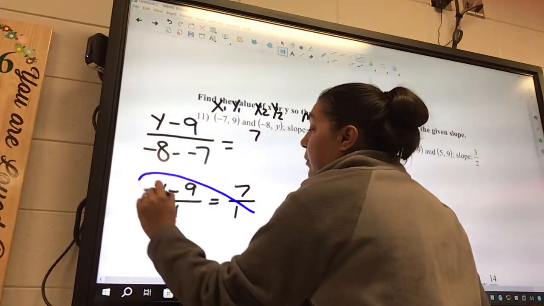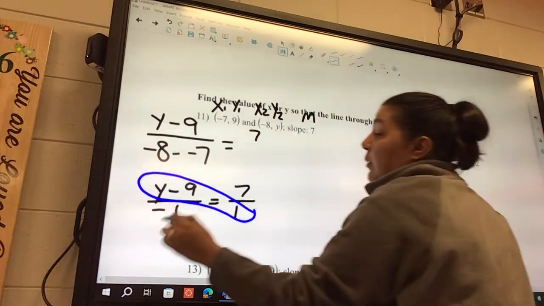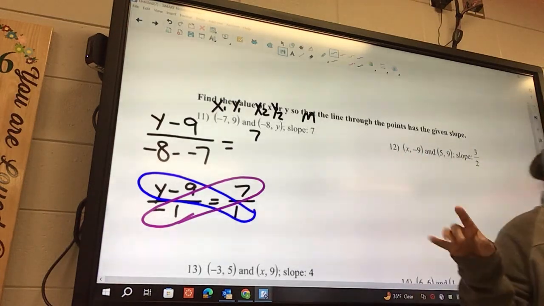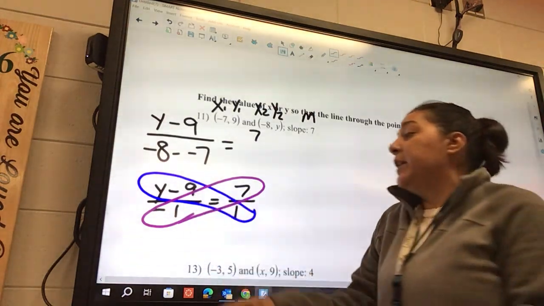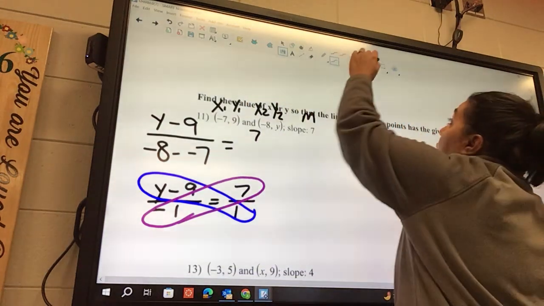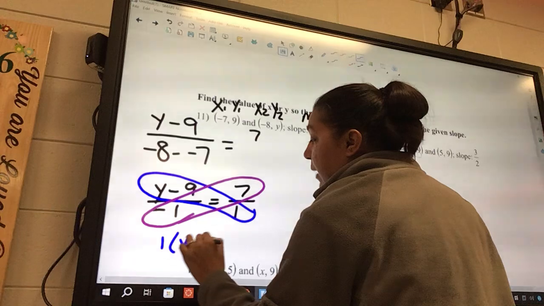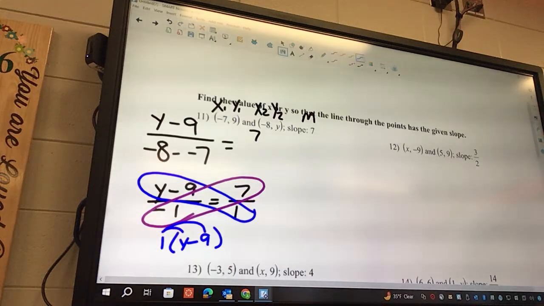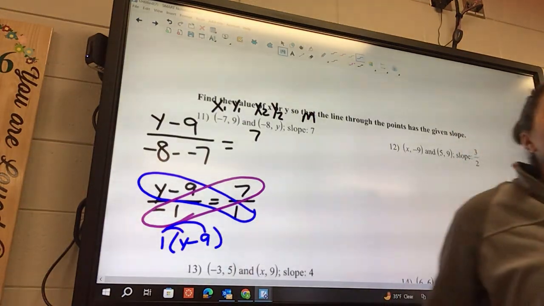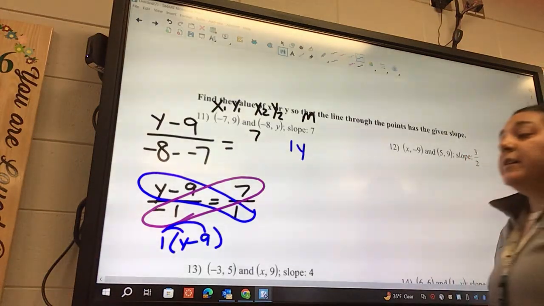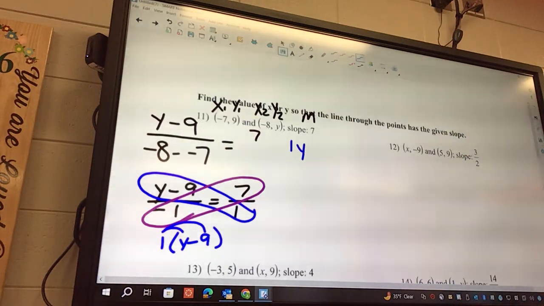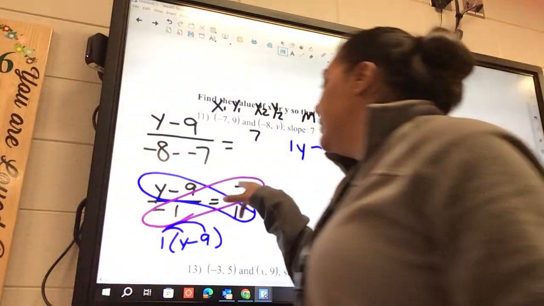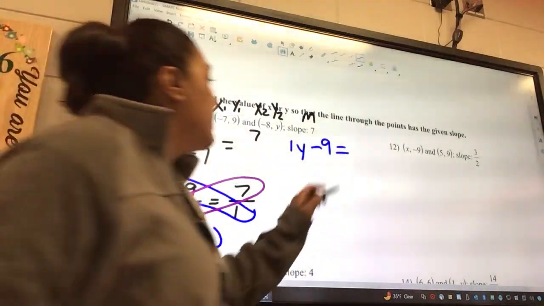So these ones are going to get multiplied together, and these ones are going to get multiplied together. It does not matter which ones you do first. Where it gets a little bit confusing for some people is the 1 has to get multiplied by every piece here. So for this blue part, it's going to look like 1 parenthesis y minus 9, and you need to distribute to both pieces for that side. So for the blue side, you're going to get 1 times y, 1y. 1 times negative 9, negative 9. Equals, and we're going to do the other side, 1 times negative 7, negative 7.